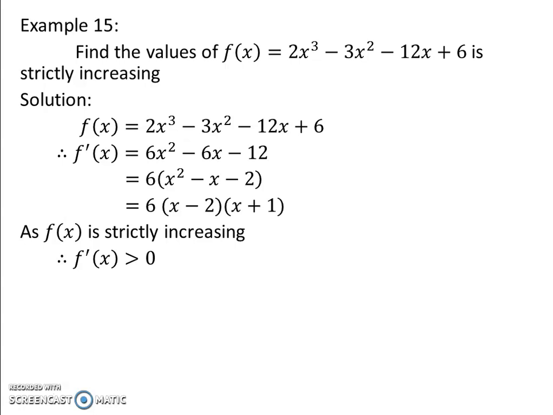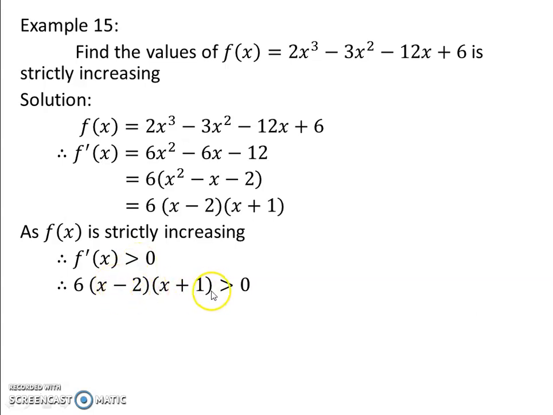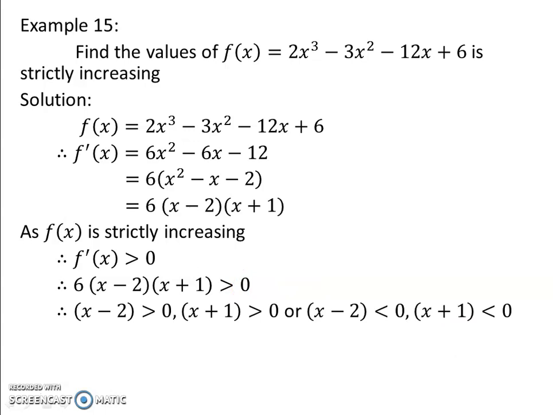So if we put the value of f dash of x, 6 into (x minus 2) into (x plus 1) is greater than 0. Dividing by 6, we get (x minus 2) into (x plus 1) greater than 0. So on the left hand side we have a product of two terms which is positive. So either both terms must be positive or both terms must be negative. Hence x minus 2 greater than 0 and x plus 1 greater than 0, or x minus 2 less than 0 and x plus 1 less than 0.